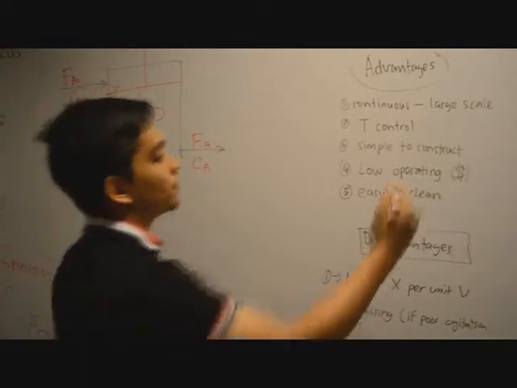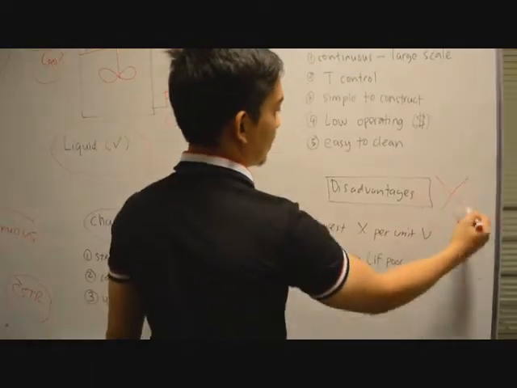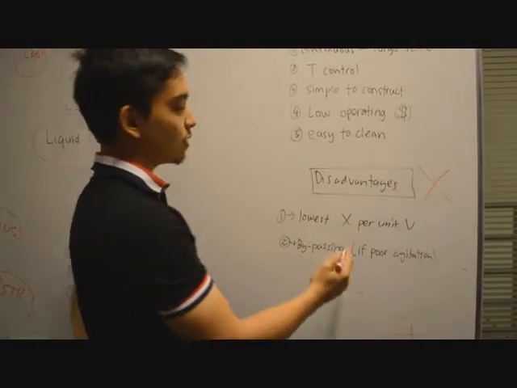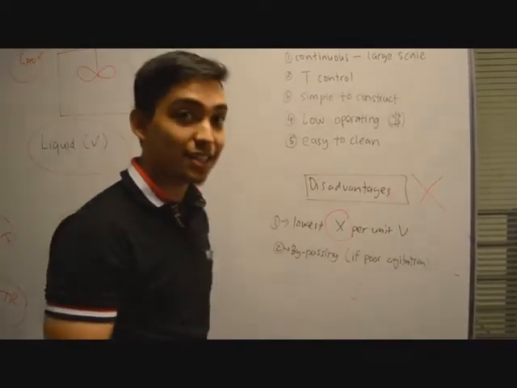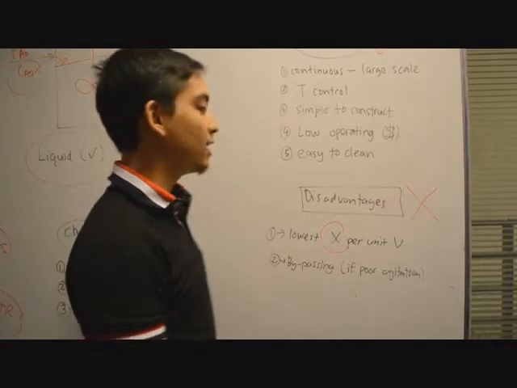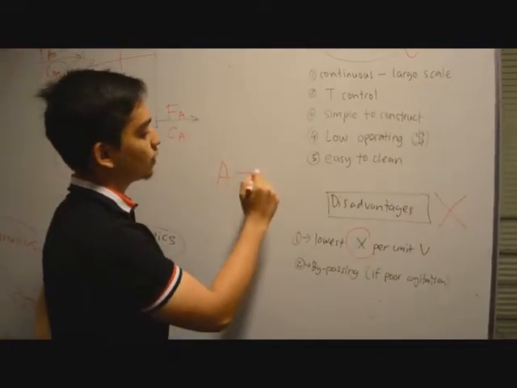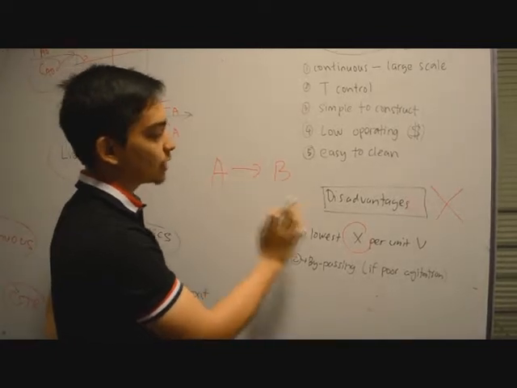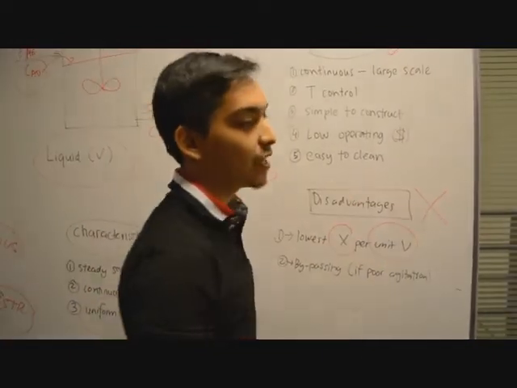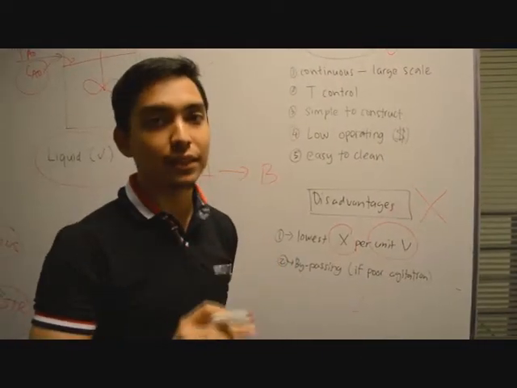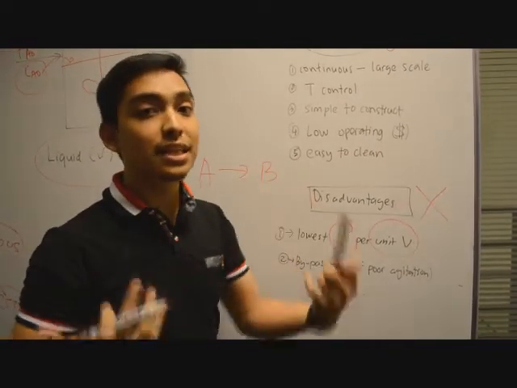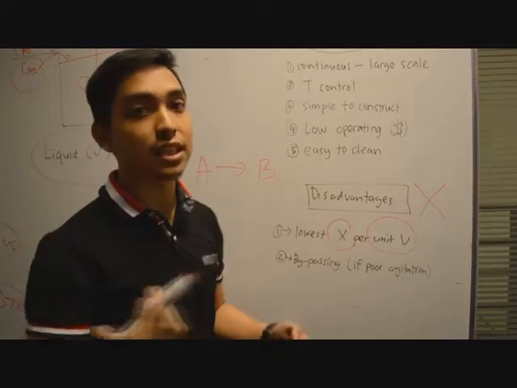And also, when you have advantages, there are always going to be disadvantages. There are two main disadvantages about this type of reactor. First of all, it has the lowest X. What's X? X is the conversion, meaning that if you have a reactant A, you want to convert it to B, the rate of conversion is the lowest per unit volume, meaning that if you want to reach a particular X, a particular conversion, you will need a bigger size of reactor if you're using a CSTR.